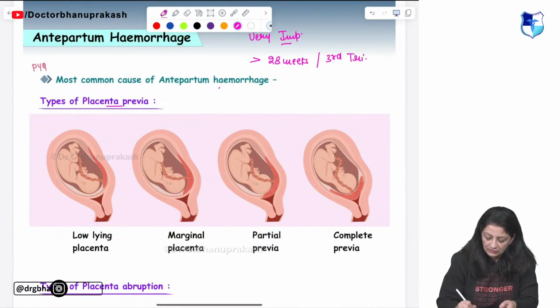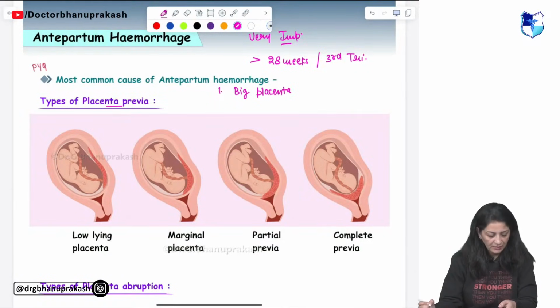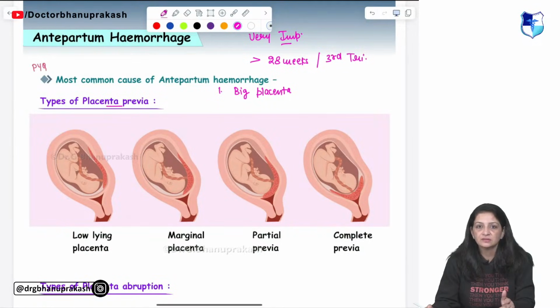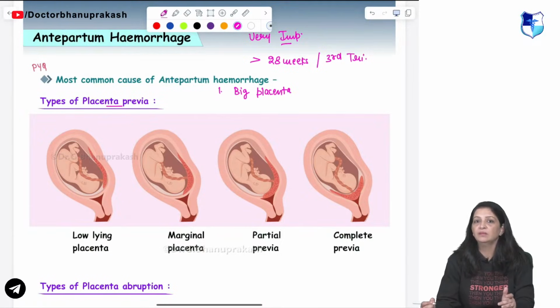First of all, big placenta. Big placenta is a cause of placenta previa. Big placenta in case of twin pregnancy, big placenta in case of polyhydramnios. Twin pregnancy, polyhydramnios, accessory lobe of placenta, bilobate placenta. So, big placenta is a cause.